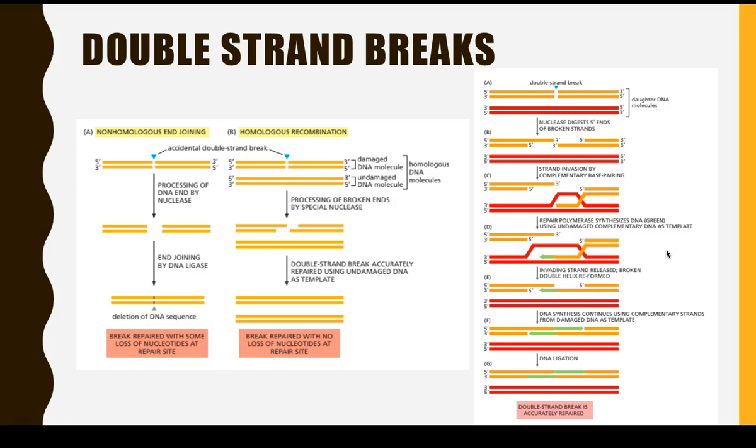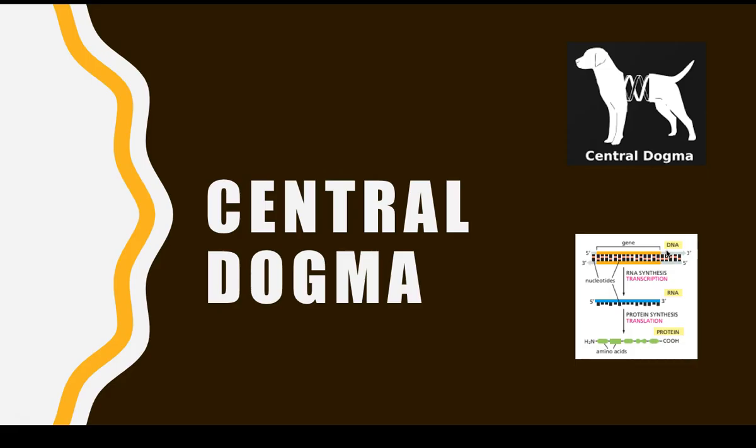This is one of the leading factors for evolution. This mutation can be used to drive evolution. Sometimes the cell will purposely cleave its DNA and cause a double-strand break, so it will have more genetic diversity. That is the process of replication, and some of the repair mechanisms associated with replication. Now we will look at the central dogma.